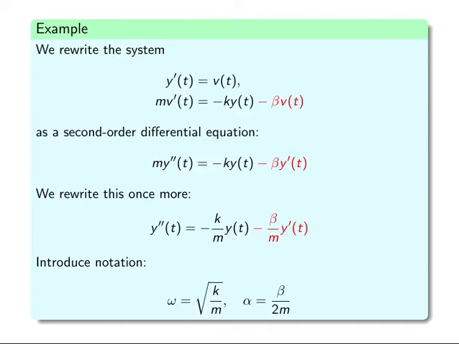We divide both sides by the mass. That yields y''(t) = -k/m y(t) - beta/m y'(t). Now we introduce a notation: omega equals the square root of k over m, and alpha equals beta over 2m. Thus we get the second order differential equation that we have observed earlier.